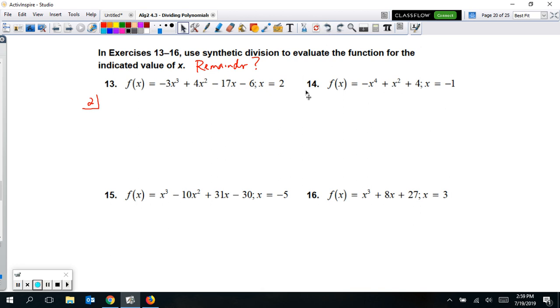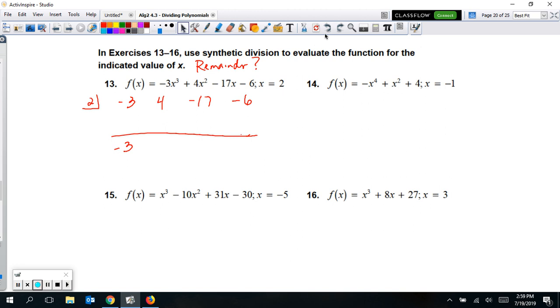Our coefficients, starting with the first one on the x to the third term, start with -3, then +4. And I'm looking for gaps as I put these down. -17, no gaps so far. I'm not missing any terms. -6, there were no gaps on this one. Draw our line, leave some space, draw the line, and bring down that first number, -3. Here's where we start the synthetic division.